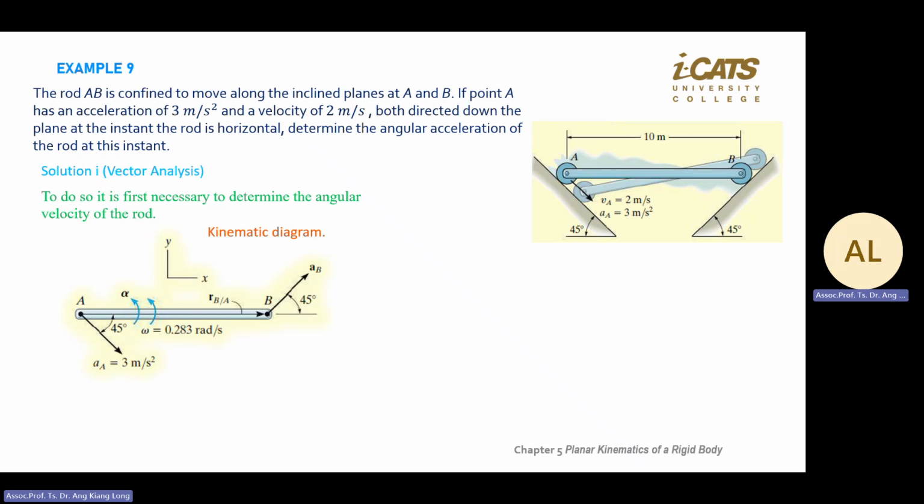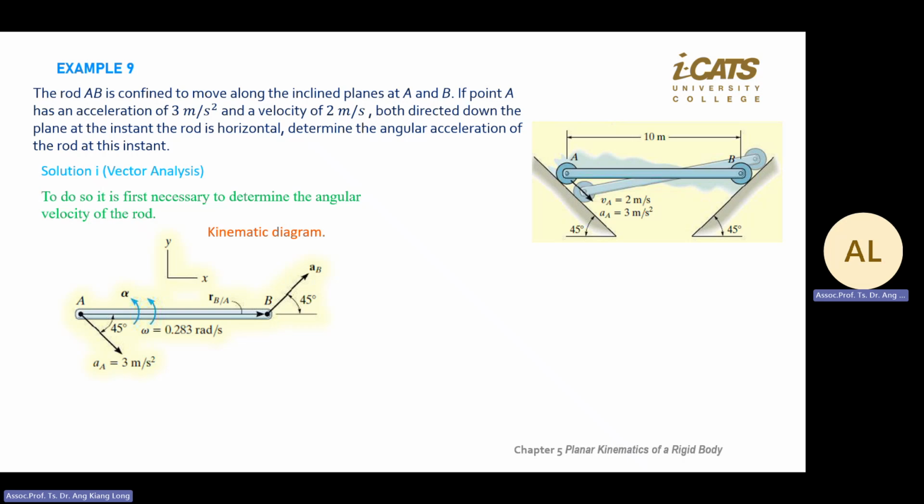At the moment, omega, this one we can calculate later. You know the RB/A, right? RB/A equals 10. You have R, you have V. You can calculate omega, right? V equal to omega R. You calculate, you get 0.283 radian per second. Once you have that one, you can calculate alpha.